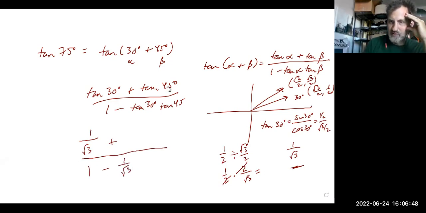Next up, tan 45. Oh, tan 45 is nice because it's just the same value. So that's 1, 1, 1. Okay, so it's 1 over the square root of 3 plus 1, 1 minus 1 over the square root of 3.